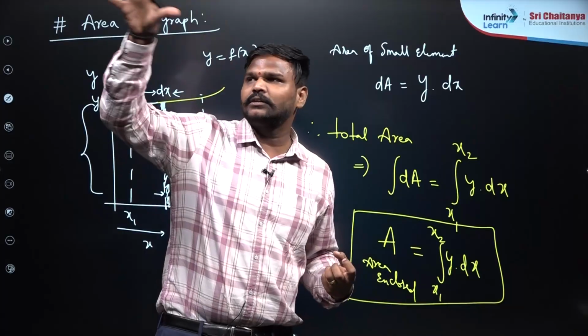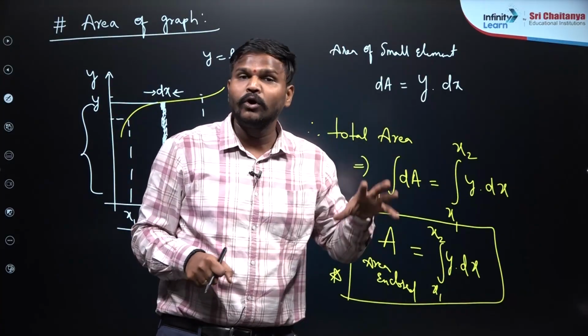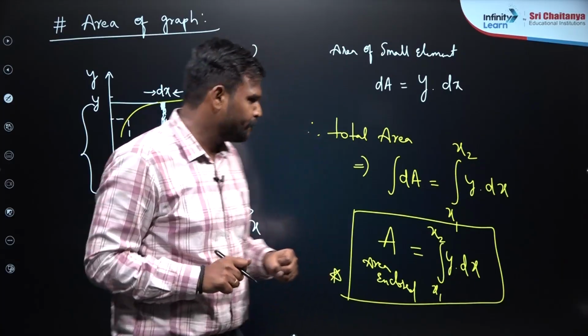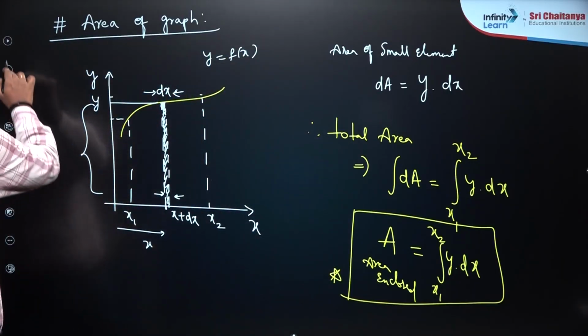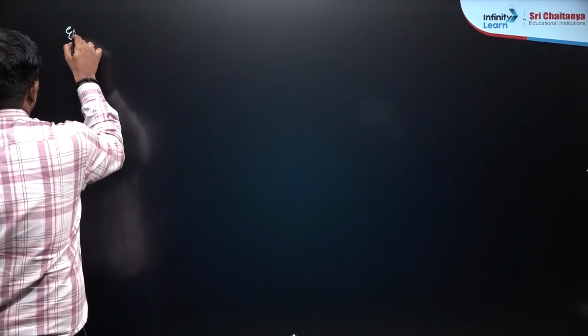So differentiation corresponds with slope of a graph. Integration is similar to area of a graph. That is a very important point. You must keep it in mind. Next, one example we will see on this particular concept.